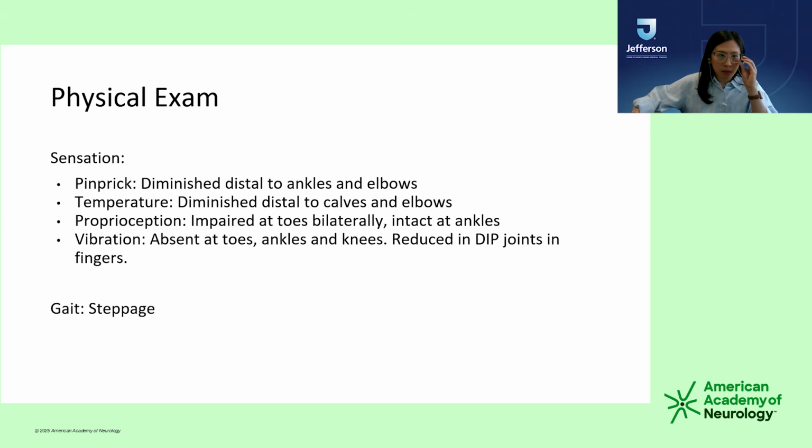For the sensory exam, his pinprick was diminished distal to his ankles and below his elbows in the upper extremities. Temperature was diminished distal to his calves as well as his elbows. His proprioception was impaired at the toes, and his vibration was absent at the toes and ankles in his lower extremities, but also a little bit reduced in his fingers. And he had this steppage gait.